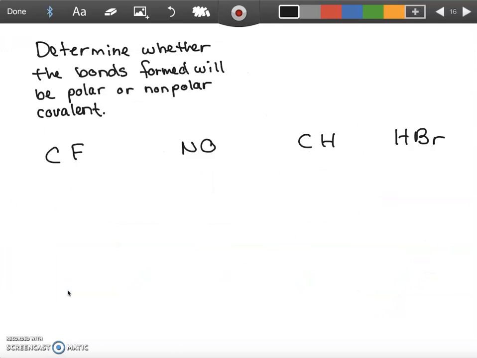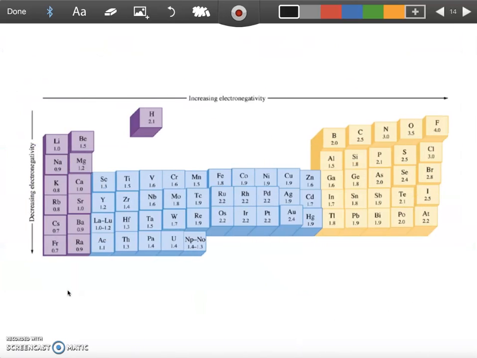So let's go ahead and go over a few examples right here. Determine whether the bonds formed will be polar or non-polar covalent. We have a bond between carbon and fluorine, nitrogen and oxygen, carbon and hydrogen, and then hydrogen and bromine. So let's start with this first one. The two atoms in question here are carbon and fluorine. Let's go back to our bond continuum and find carbon and fluorine.